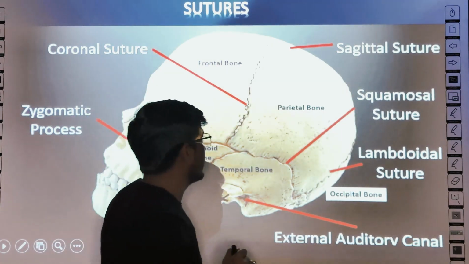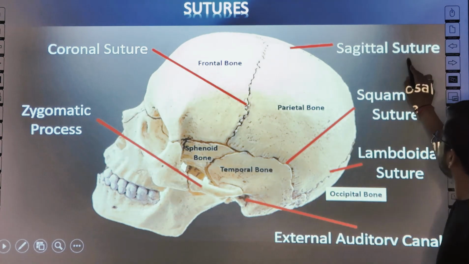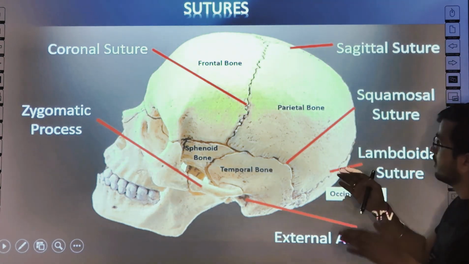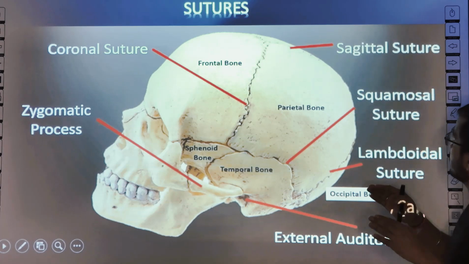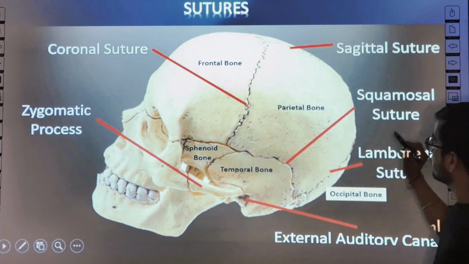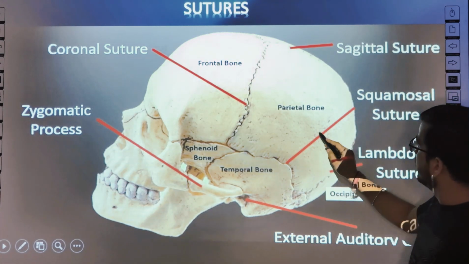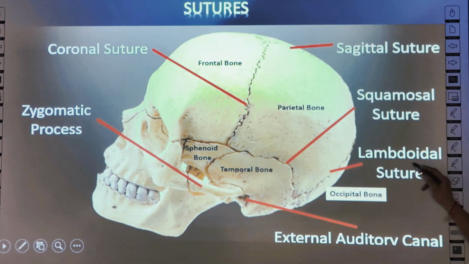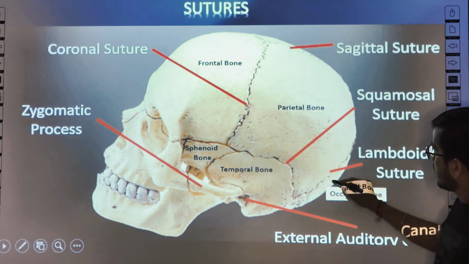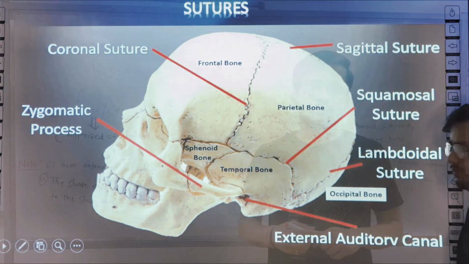Then we have the sagittal suture. It is present between the two parietal bones. It connects the two parietal bones. Then we have the squamous suture that connects the temporal bone and the parietal bone. Then we have the lambdoidal suture that connects the occipital bone and the parietal bone.